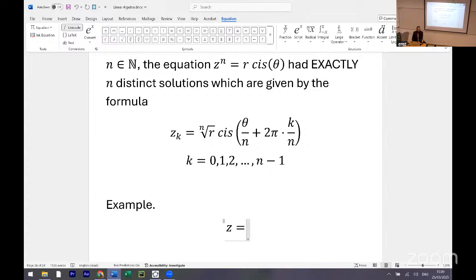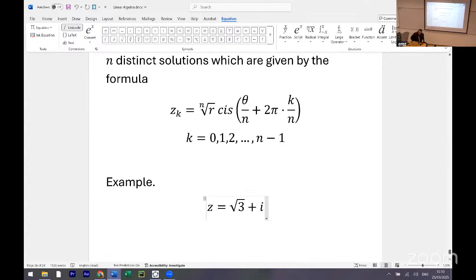Someone else choose a complex number. One of the examples we did, so it won't be too ugly to calculate the angle. Do you remember any of the examples we did? Absolutely no idea. One plus i. Okay, so square root of 3 plus i. Great. Okay, so this is the number, and we wish to find roots of it.